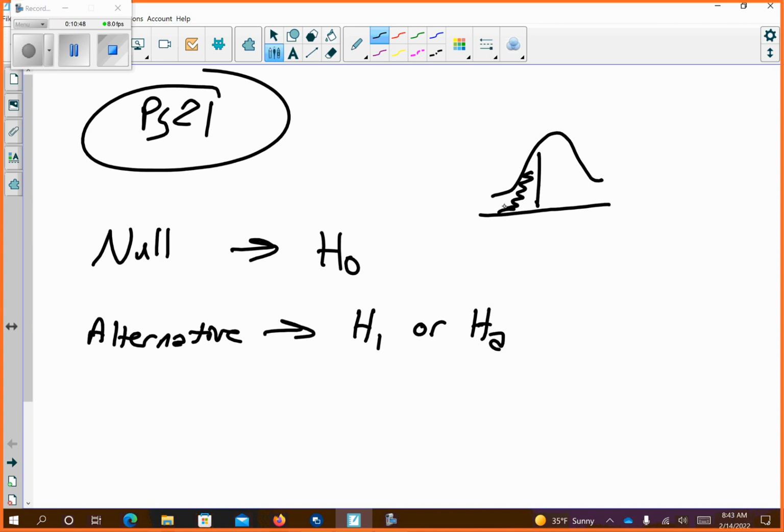So null hypothesis, H sub 0 or H naught, alternative H1 or HA. So the second example says, we wish to do a study to see if yoga reduces stress levels.